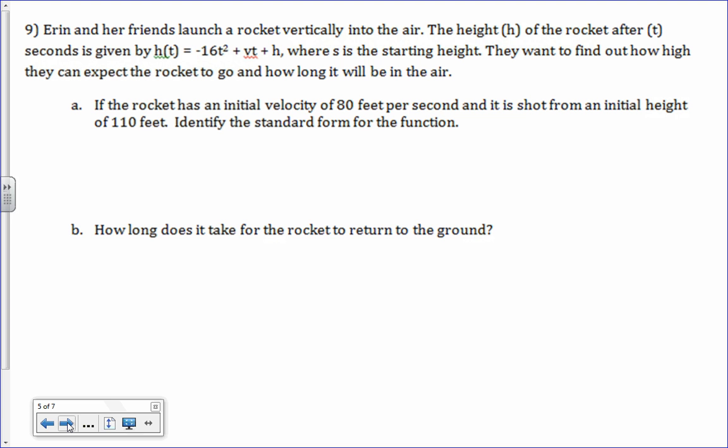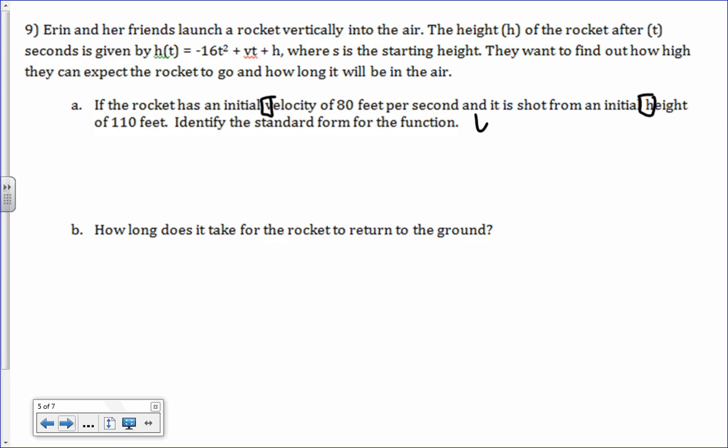Where s is the starting height. They want to find out how high they can expect the rocket to go and how long it will be in the air. Okay? If the rocket has an initial velocity of 80 feet per second and it's shot from an initial height of 110 feet, identify the standard form of the function.